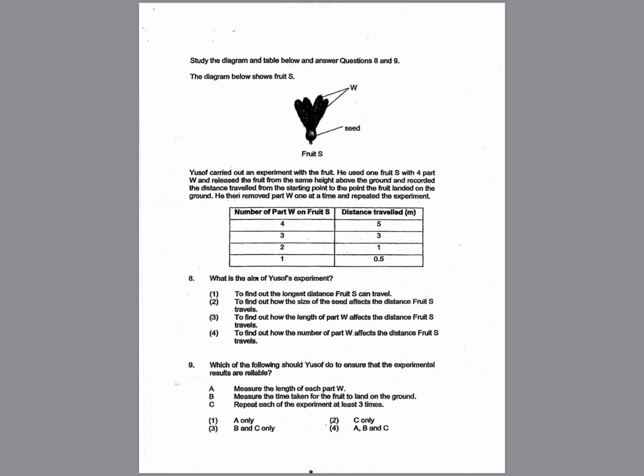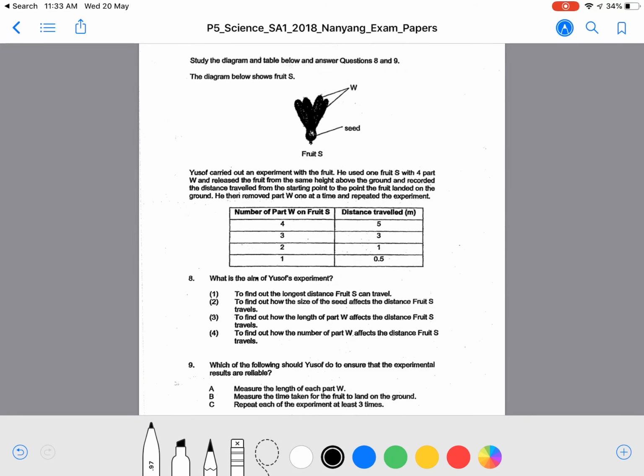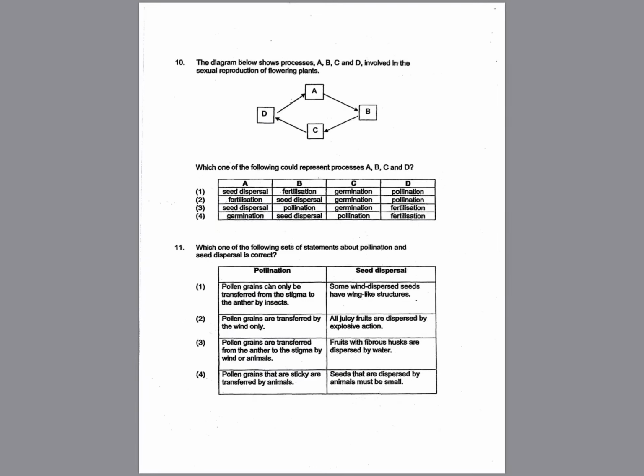So this question is about the number of wings. For question 9, what should Yusuf do to ensure the experiment is fair? There's only one thing he needs to do: he should repeat the experiment 3 times. He couldn't control the length of X. He couldn't measure the time for the fruit to land also.